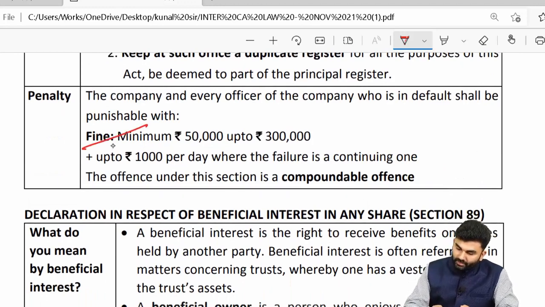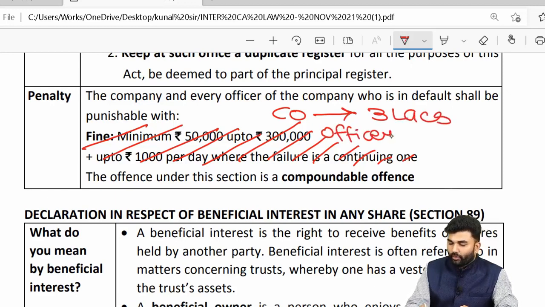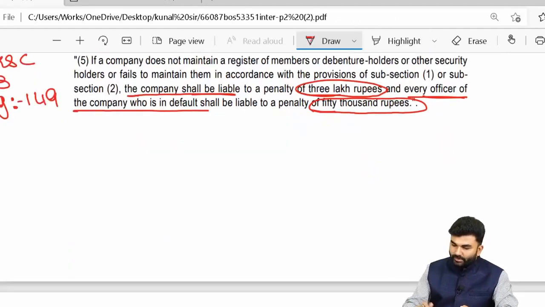Over here, you have to just remove this penalty and write down the words stating that in case of a company, the penalty is rupees 3 lakhs, whereas in case of officer in default, the penalty is rupees 50,000.